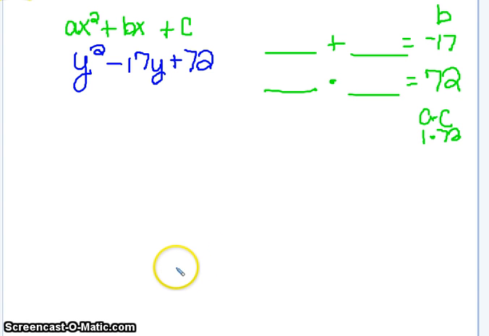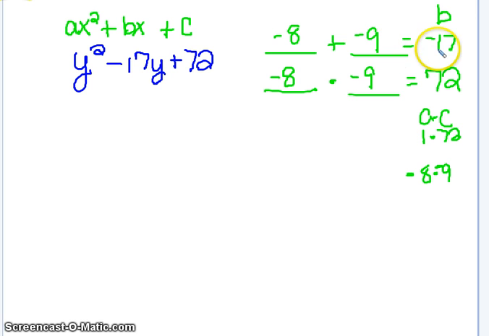I don't know all of the factors of 72. I could figure them out, but right now there's one that just pops out in my brain, and I hope it's popping out in yours. 72 is 8 times 7. Or sorry, I said 8 times 7, and I should have said 8 times 9. 8 times 9 is 72, and 8 and 9 is 17 if you add them together. I want a negative 17. So that means I'm going to have negative 8 and negative 9.